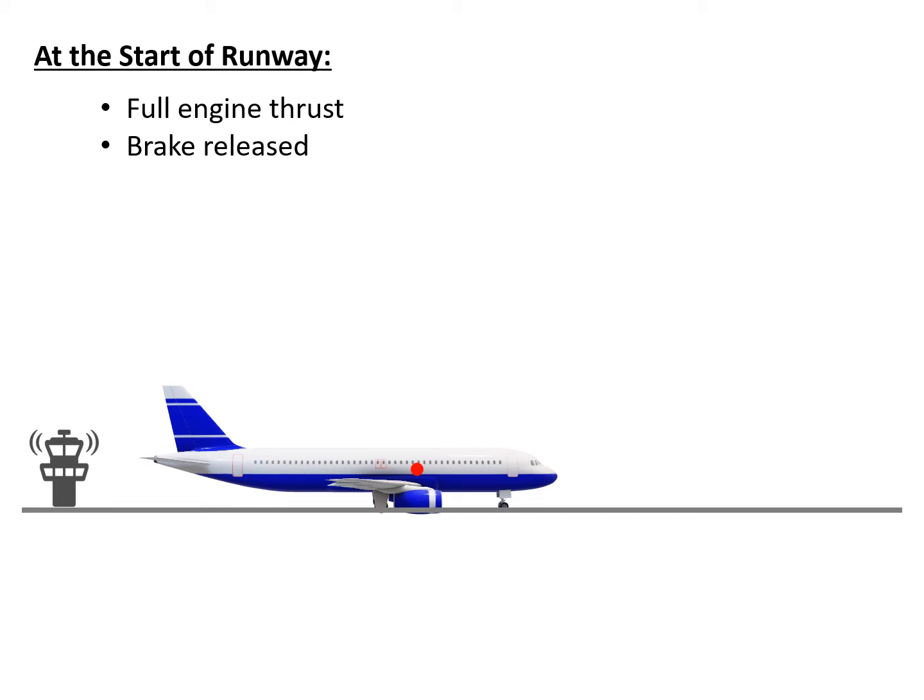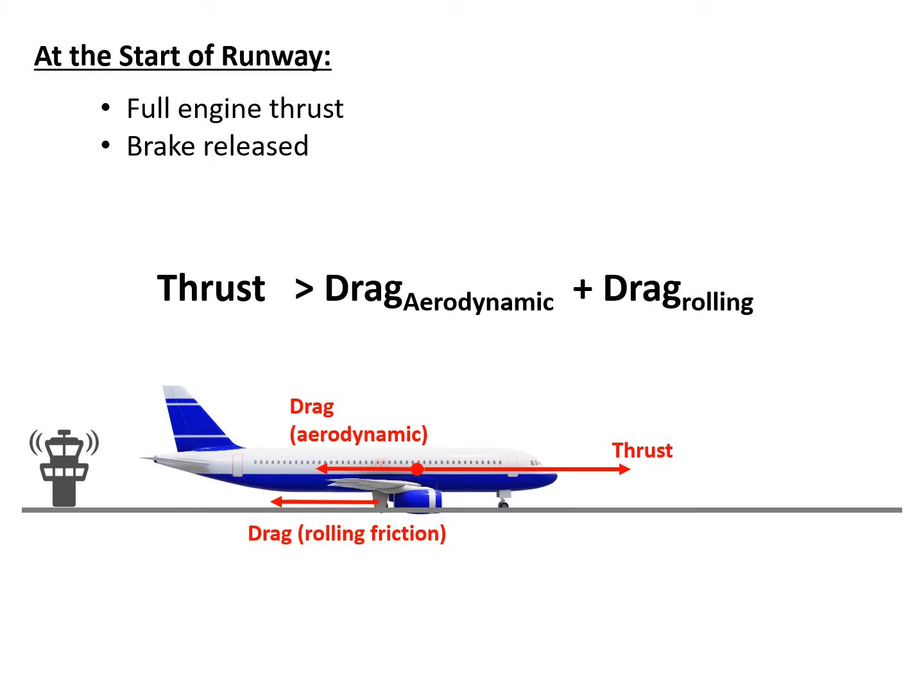And we can see an aircraft here, and it's stationary on the runway, and it's about to take off or start the ground run. And in this case, we have thrust acting on the aircraft, and also we have drags. And the drag has two components. One is an aerodynamic drag, the second is the rolling friction drag. So in total, the thrust should be larger than the aerodynamic drag and rolling drag together.